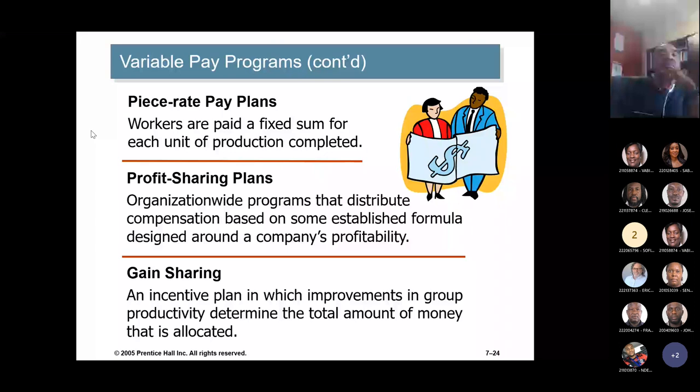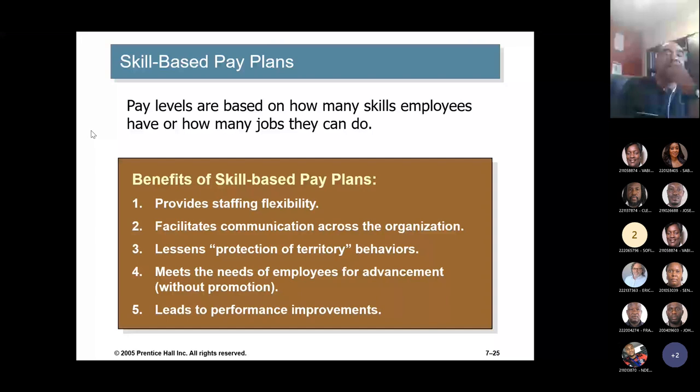Now, we also have skill-based pay plans. Pay levels are based on how many skills employees have or how many jobs they can do. You see? So these are also ways of trying to improve the skill varieties required to do a job. You remember we said the introduction of the factory system and the third industrial revolution depleted the skills of the craftsmen. Now we are trying to make people have a lot of skills, because in the current world, people should have multiple skills because people are multitasking, you see. So pay levels are based on how many skills employees have or how many jobs they can do.